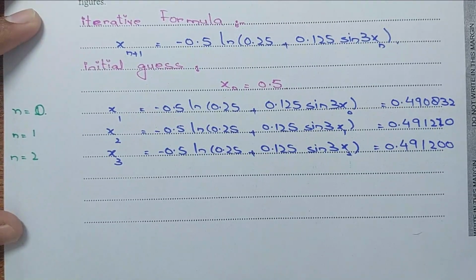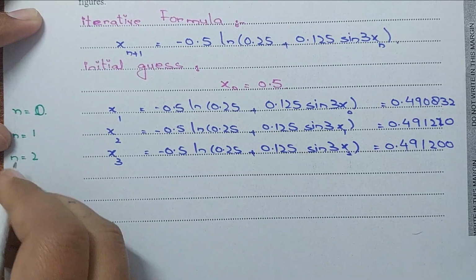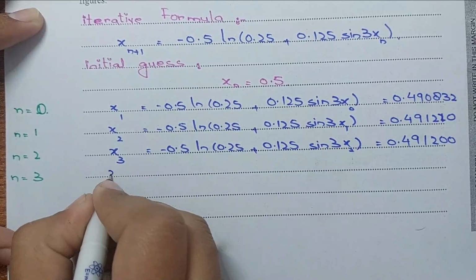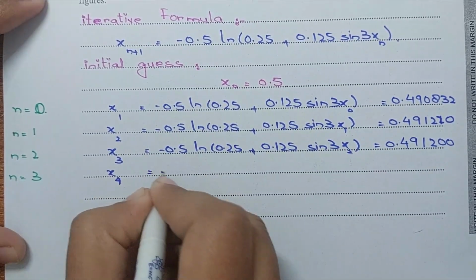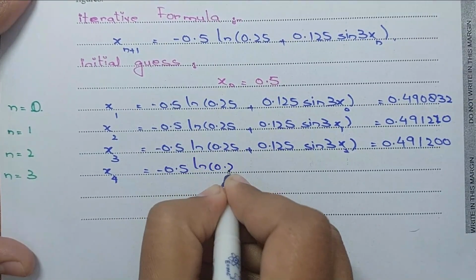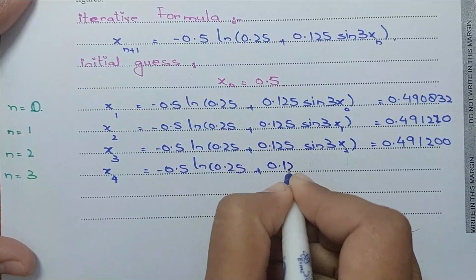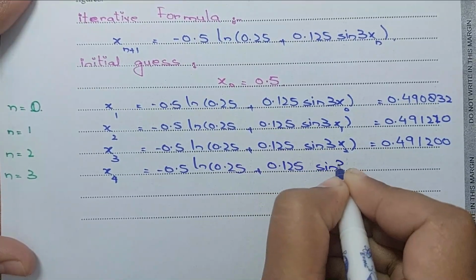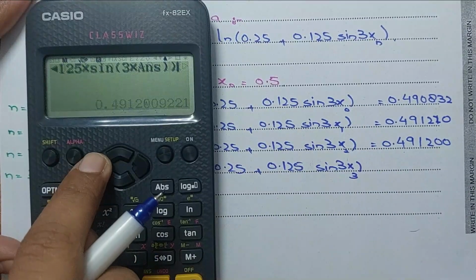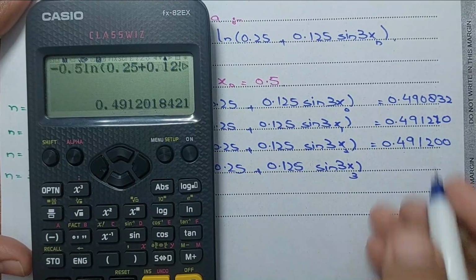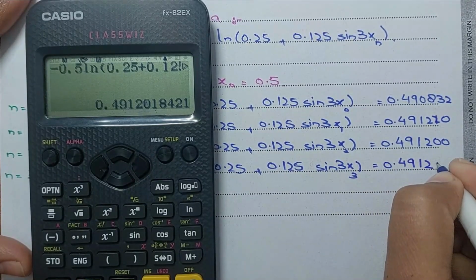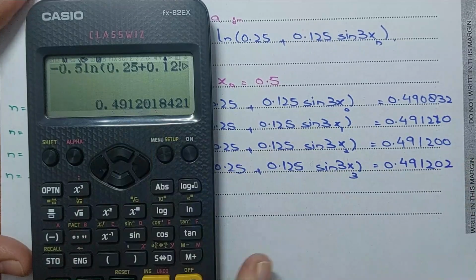Okay, let me do one more and then we can guess the answer. For n equals 3, the third iteration, the fourth iteration basically, x4 would be minus 0.5 natural log 0.25 plus 0.125 sine of 3 times the x value, which is x3. This is your x3, and this answer is 0.49122, shifted to 2 because it's rounded up, right?